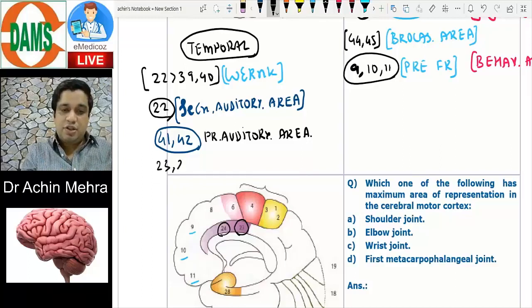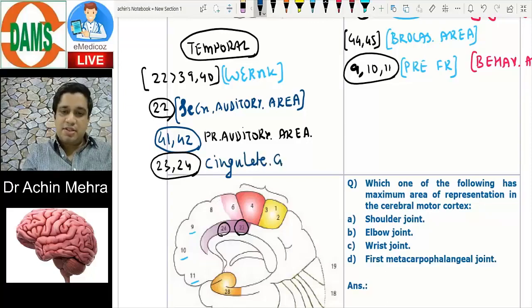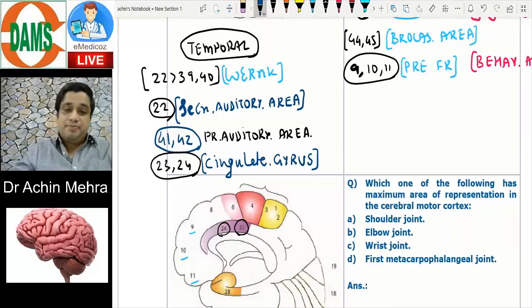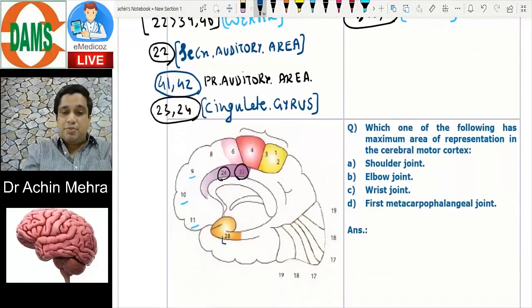23 and 24, yes, if you remember, is a part which is important for the memory circuit, emotions, everything. A part of the limbic system which I can include as the cingulate gyrus. There are a lot of functions you learn in physiology on the cingulate gyrus, area number 23 and 24. And what is area number 28 doing over here on the medial aspect of the temporal lobe now?